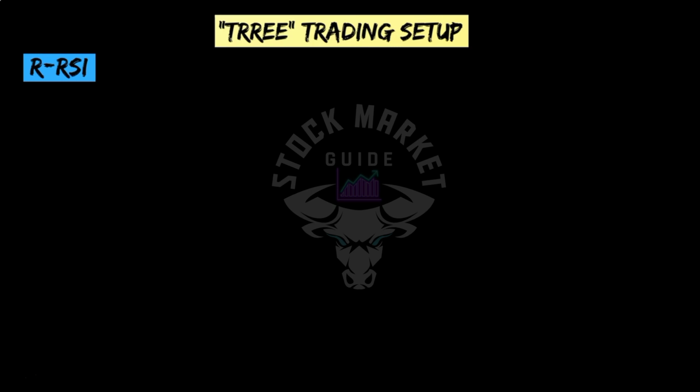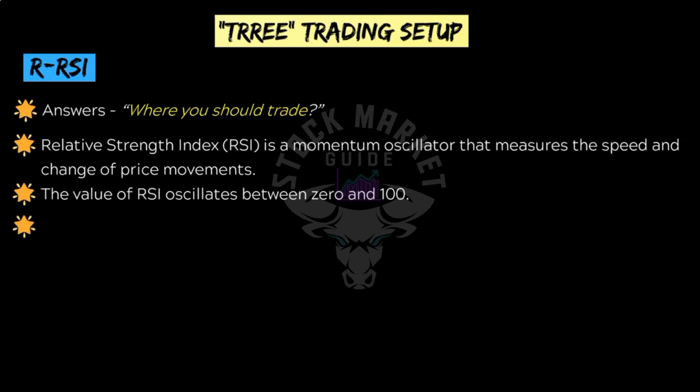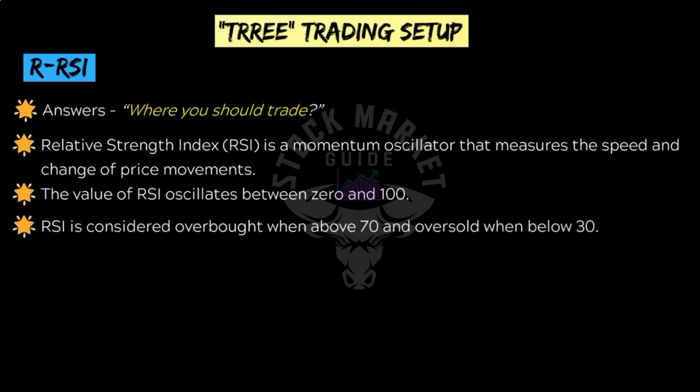Then step 3 of our tree trading setup is R, that is RSI. Friends, if you are into technical analysis, then you must be familiar with RSI. But for those who are new, RSI, that is Relative Strength Index, is a momentum oscillator that measures the speed and change of price movements. The value of RSI oscillates between 0 and 100. Another point of importance is RSI is considered overbought when above 70 and oversold when below 30.